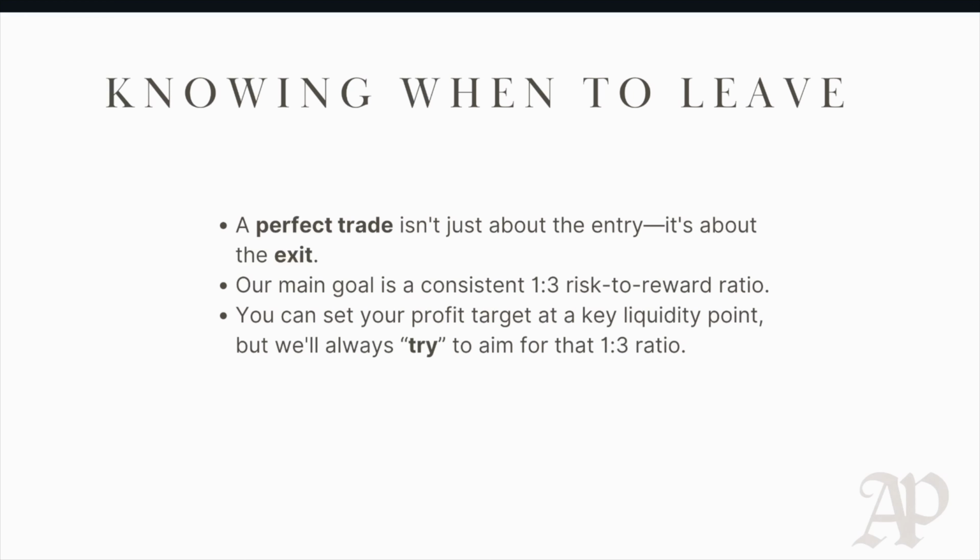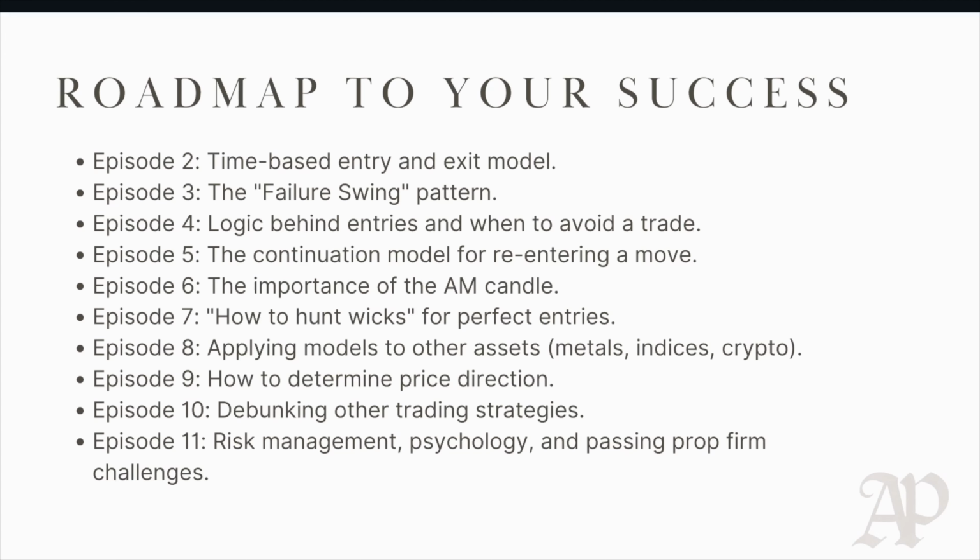And the main goal is always to aim for 1 to 3. If you cannot aim for 1 to 3, then 1 to 1 or 1 to 2 is good either way. If the trade you are trading doesn't allow a 1 to 3 ratio, then I would just recommend not trading it. The next episode is going to be about the failure swing pattern, the logic behind it, and how to enter on them.